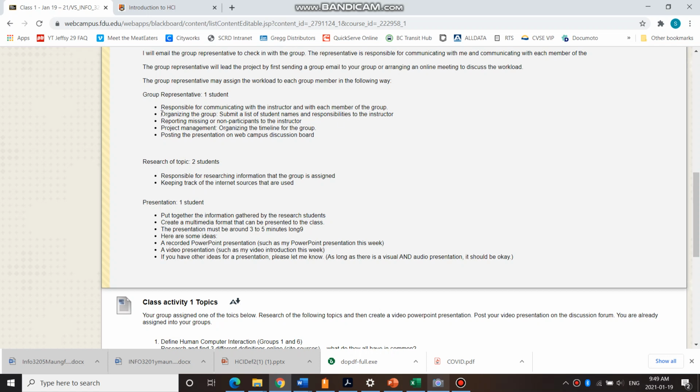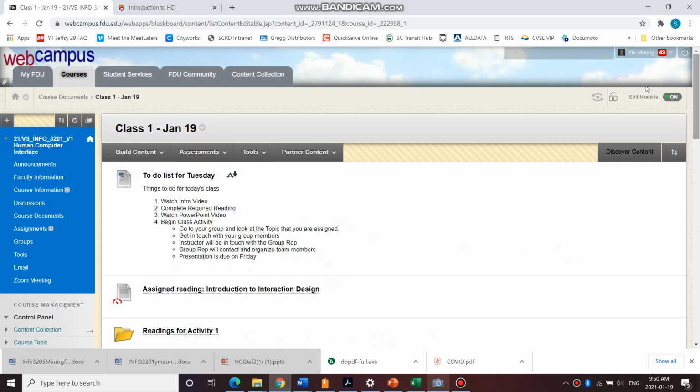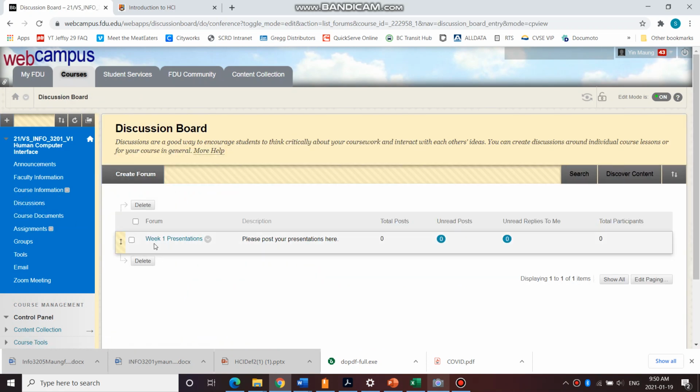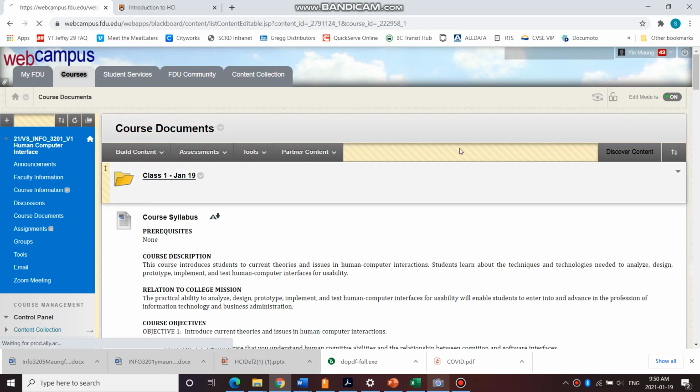If you're the group rep, you have to organize the group and submit a list of student names and responsibilities for the instructor. You have to let me know what each student in your group is going to be working on. You have to report missing or non-participants to me as well. If someone is absent this class and you're not able to get a hold of them through email or anything this week, then you need to let me know. The group rep is also responsible for project management, organizing the timeline for the group. You have a group activity this week, and the group rep has to organize that for the group. Finally, after the group work is done, the group rep has to post the presentation on the Web Campus discussion board. If you go to your discussions, I have a forum here, week 1 presentations, for you to post your presentation on.